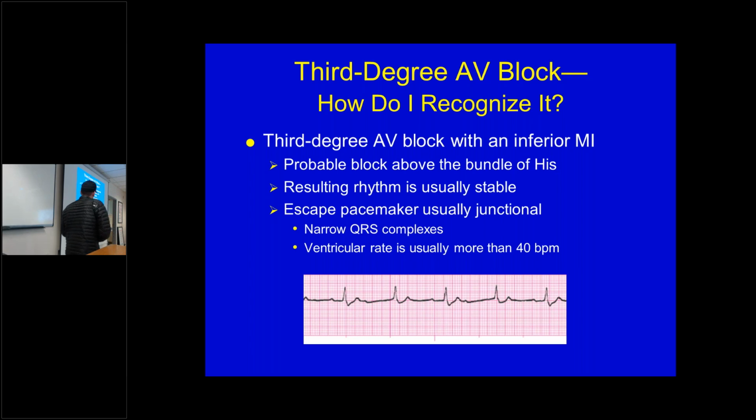The QRS looks relatively normal. It's not super wide. So 1, 2, 3. The problem is sometimes you'll count boxes all the way to what looks like a J point, but that's not necessarily it. This is the ST segment, right? You have to figure out which one you're actually looking at.